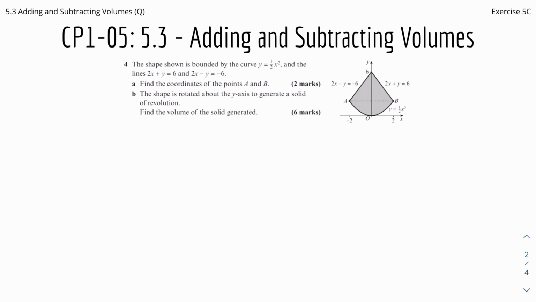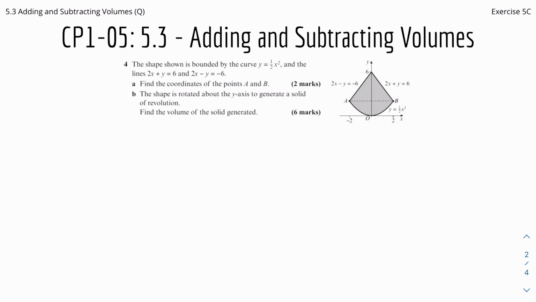So here's the first question, or the fourth question on the exercise. The shape shown is bounded by the curve y equals a half x squared, and the lines 2x plus y equals 6 and 2x minus y equals minus 6. Part A. Find the coordinates of the points A and B.